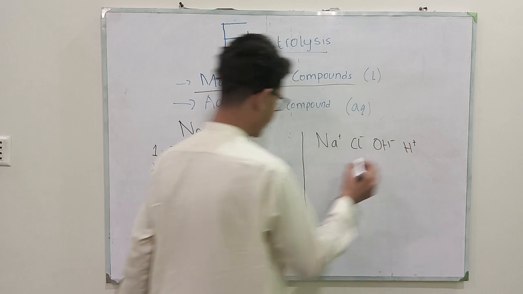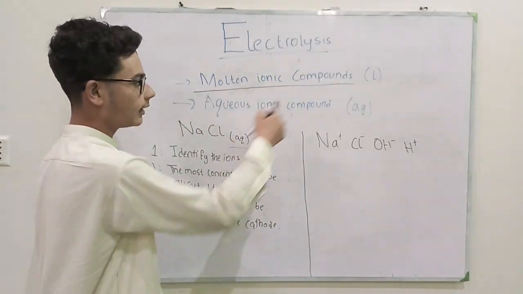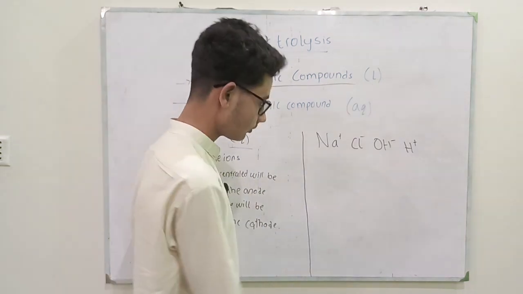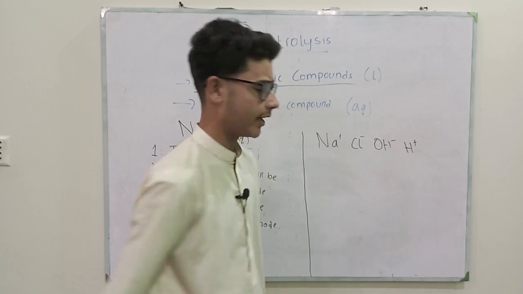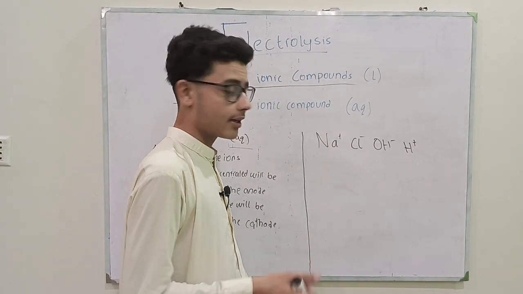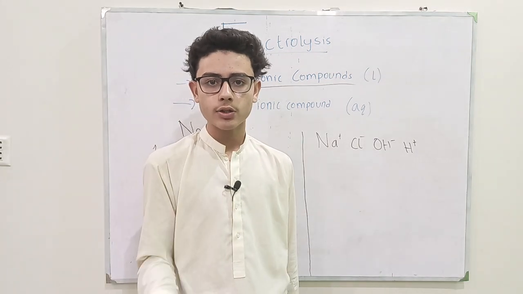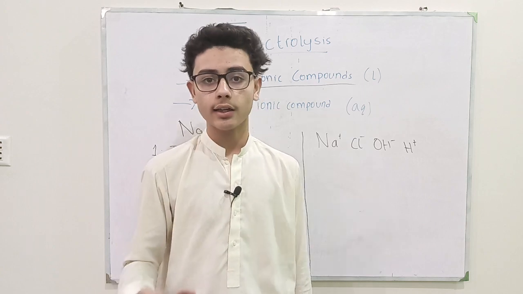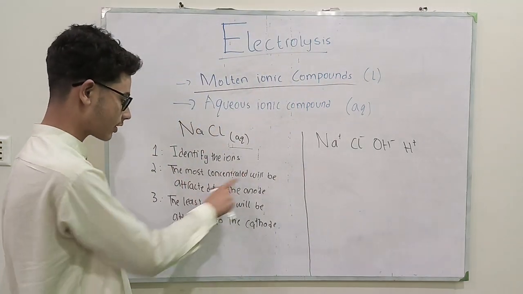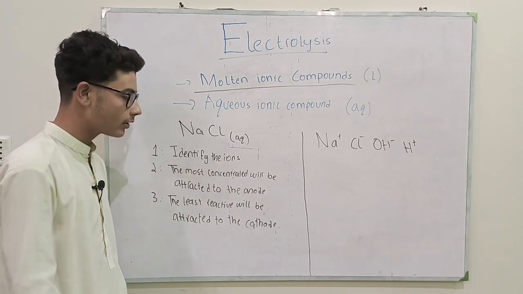These are the two hidden ions which are always in aqueous substances, and in a liquid we do not have H plus or OH minus ions. So now we have four ions. The rule was that to the anode, anions are attracted, and to the cathode, cations are attracted. But here are four ions. So which anion and which cation is going to be attracted? We have this rule for it. The most concentrated will be attracted to the anode, while the least reactive will be attracted to the cathode.